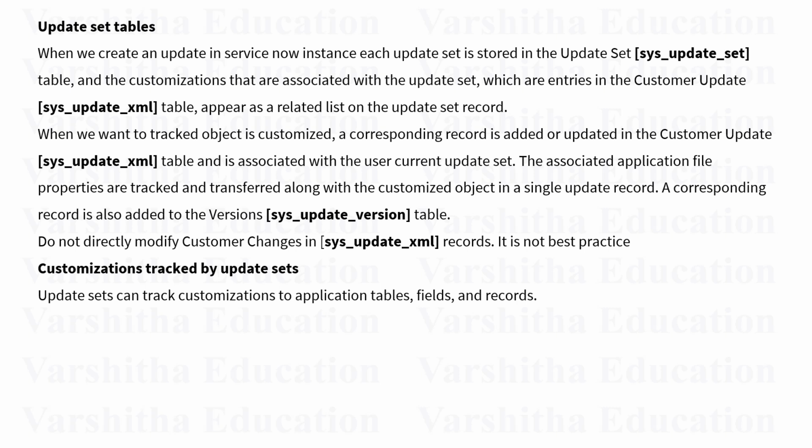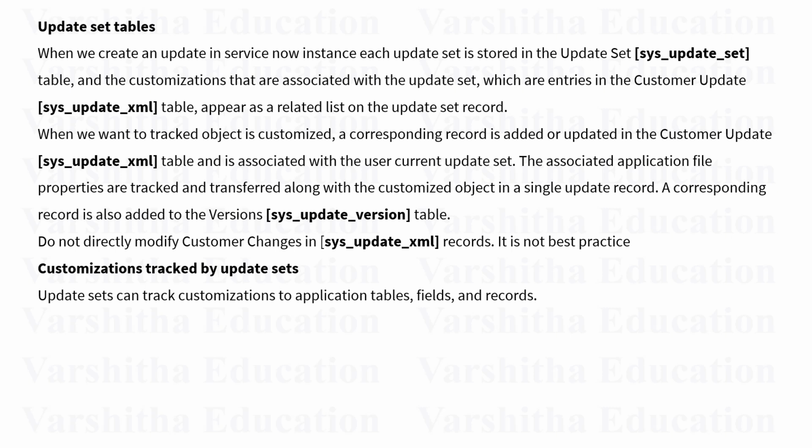And the customizations that are associated with the update set, which are entries in the customer update. What we need to update, everything we can store in one table only. So we can just see the sys_update_xml table appear as a related list on the update set record. So everything will be recorded. I'll show where it will be.